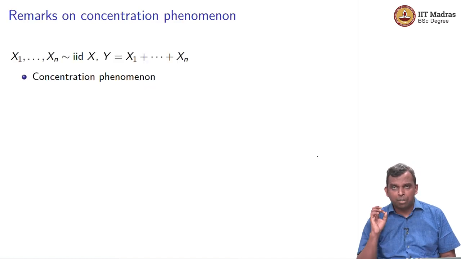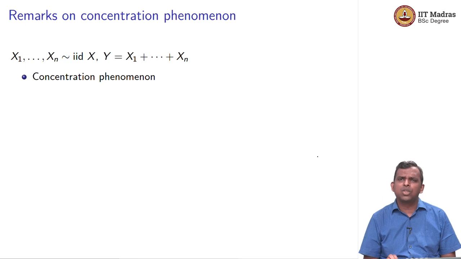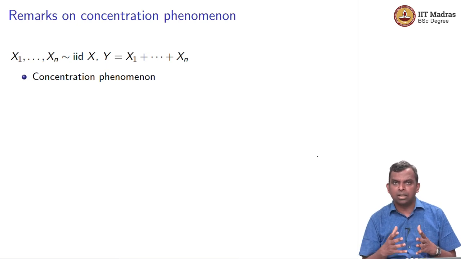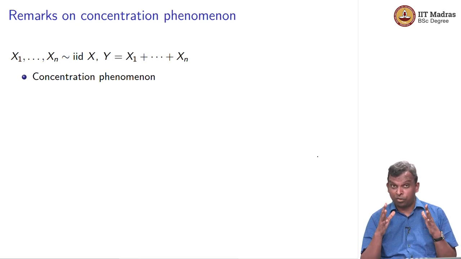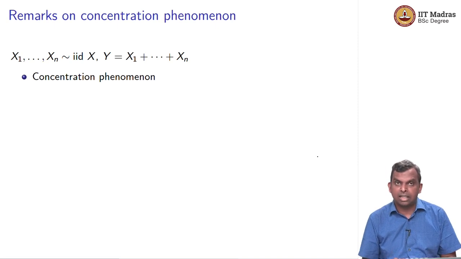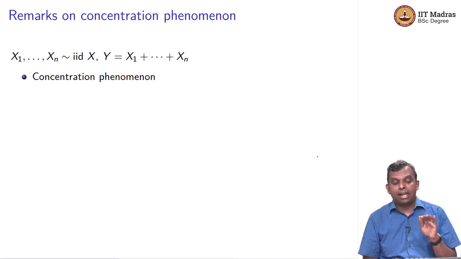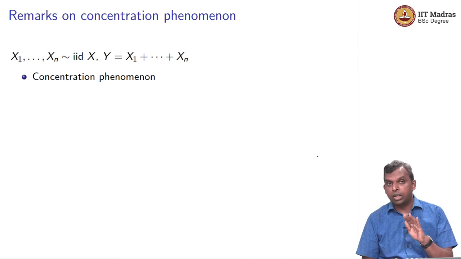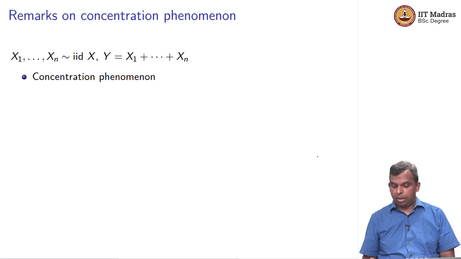Okay, so I want to make a few remarks on this concentration phenomenon. It's usually considered a slightly advanced subject. Mostly in basic courses, people don't see it, but I think you should sort of know about this result, because there's lots of philosophy and importance here for what this means. So let's start with what the setting is. The setting is you have n IID samples according to a distribution x, and you're looking at the sum of these n IID random variables.